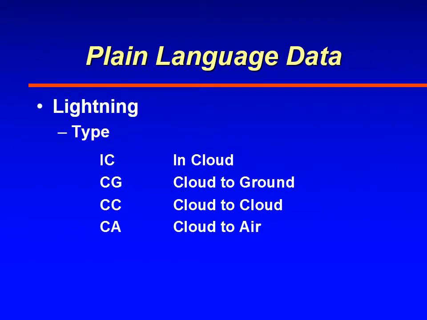The type of lightning also needs to be reported, and that would be either IC for in cloud, CG for cloud to ground, CC for cloud to cloud, and then finally CA, where the lightning strike is just occurring in the air, cloud to air, which is very similar to a sprite, I guess. But you'll see very frequently these combine.